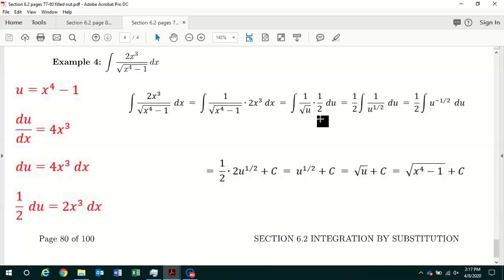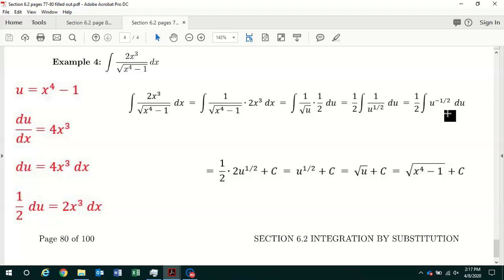The 1/2 is a multiplicative constant. It can come out from the integral sign. And so we have 1/2 times the antiderivative of 1 over u to the 1/2 du. Remember, square root of u is the same as u to the 1/2. Now, 1 over u to the 1/2 is the same as u to the minus 1/2, right? Remember, the minus sign in the exponent means reciprocal. So u to the minus 1/2 is the same as 1 over u to the plus 1/2. So this is equal to 1/2 times the antiderivative of u to the minus 1/2 with respect to u.